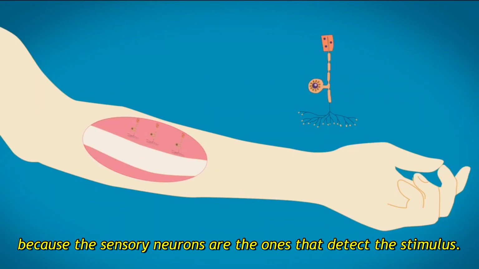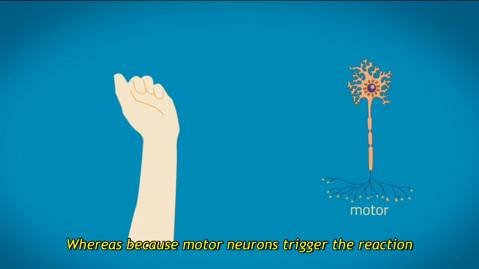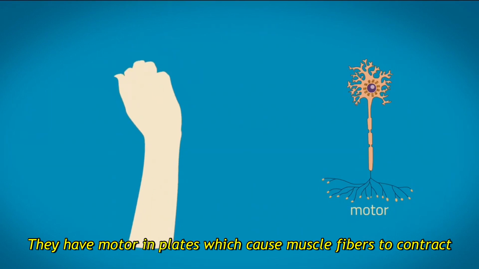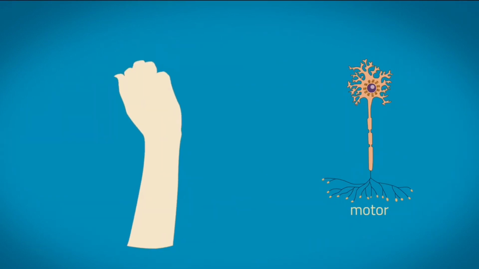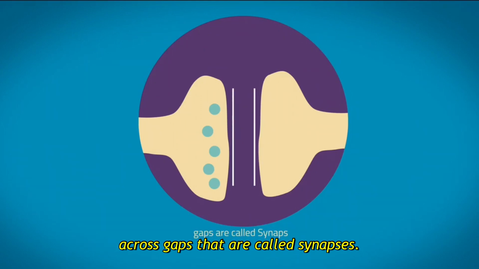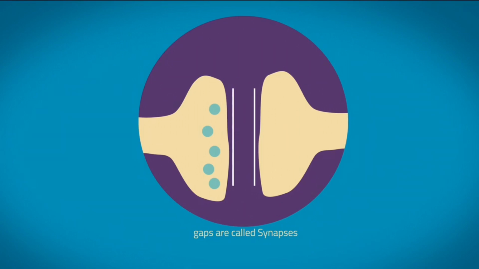Because the sensory neurons are the ones that detect the stimulus, they have receptors at the end of their fibers. Whereas, because motor neurons trigger a reaction, they have motor end plates, which cause the muscle fibers to contract or glands to secrete hormones. The relay neurons make connections with other neurons across gaps that are called synapses. So let's have a look at how synapses work.